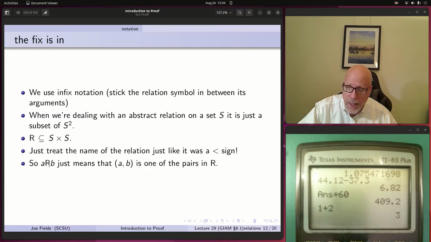So if you write ARB, I should mention that a lot of people, if you want to be more specific, say A is R related to B. Although if you're doing a lot of these, saying ARB is obviously shorter and preferable. Anyway, writing ARB like that, with the R in between the A and the B, means the pair AB is one of the pairs that's in the relation R. It's one of the things that makes it true.